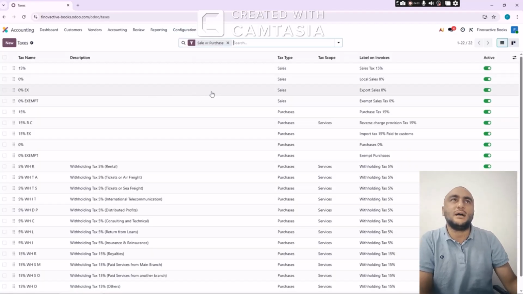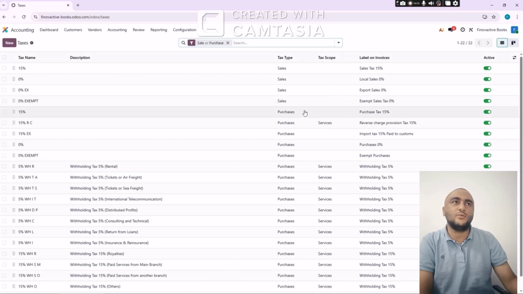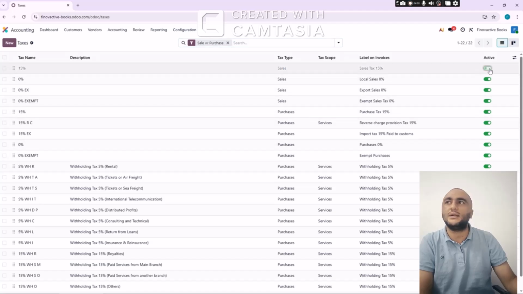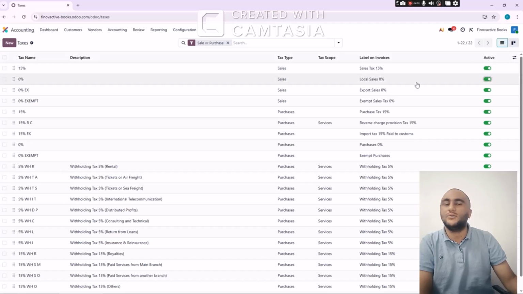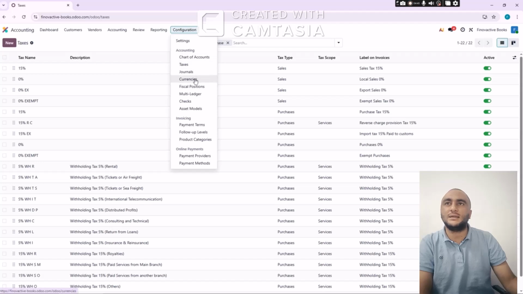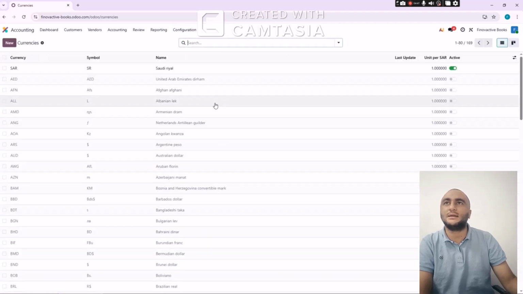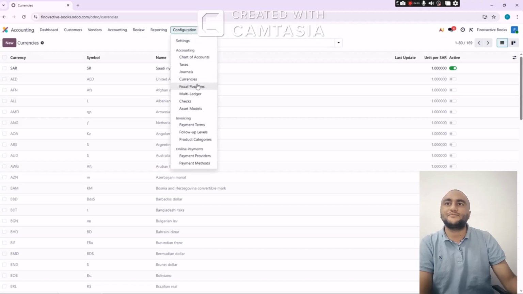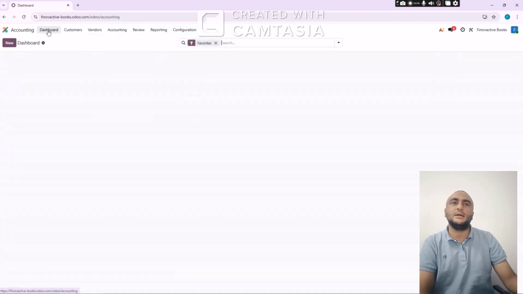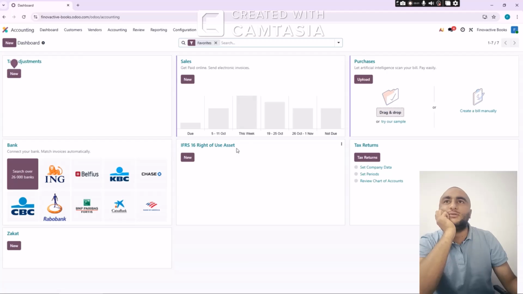As I said, taxes are already updated by Odoo. So if you want to deactivate any taxes, you can deactivate them from here. If your company does not pay tax or has no tax, then you can deactivate the tax from here. If you want to add any new taxes, you can add a new tax from here. It's very simple. For currencies, as we have selected, if you want to add any other currency, you can select a currency from here. And charts of account is set. Now our dashboard is ready for use.